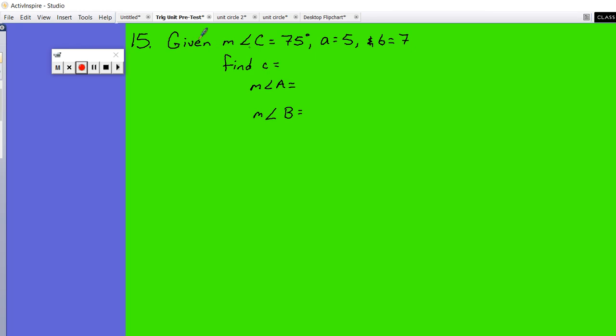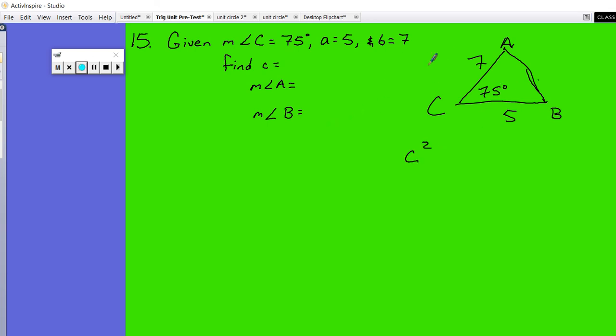All right. This one, given measure of angle C equals 75. So here's a triangle, beautiful triangle. Imagine that side straight. Across from angle A is 5, across from angle B is 7. So I have a side, an angle, and a side. I don't have any pair of given information. I don't have a side and its opposite angle anywhere. So that means I'm going to use the law of cosines.